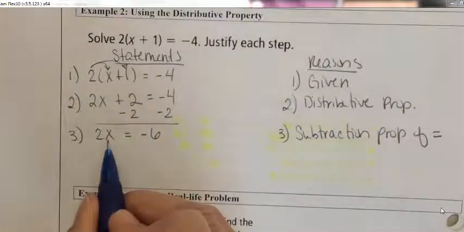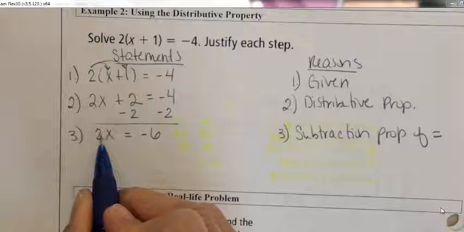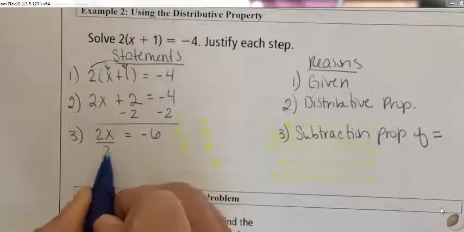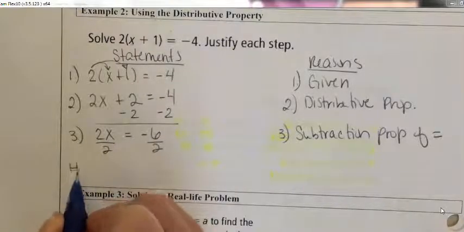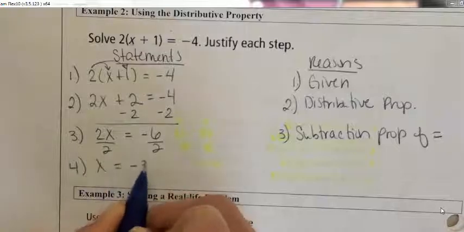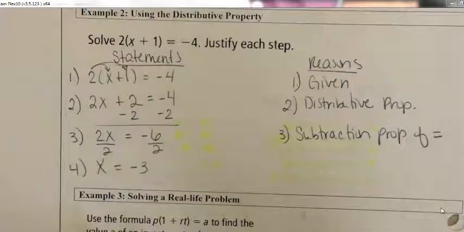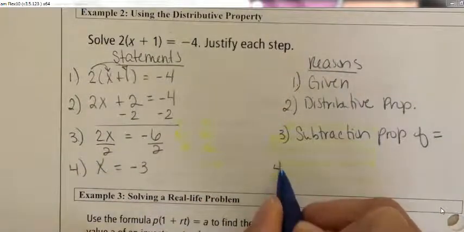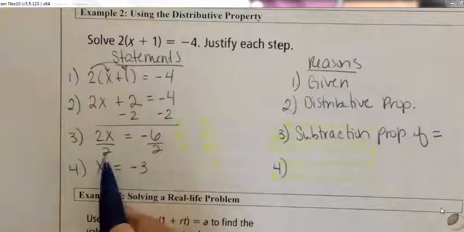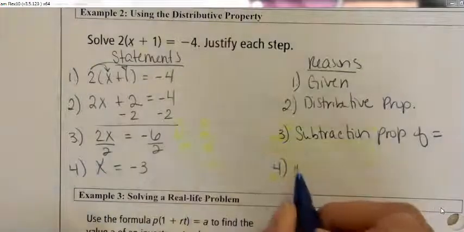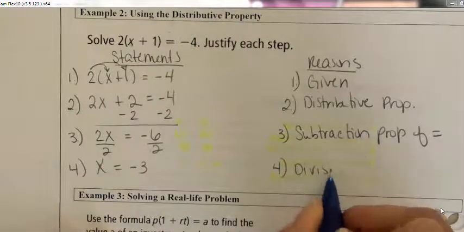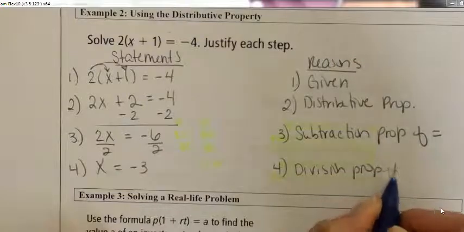The last thing I need to do to get x by itself is I need to undo this multiplication of 2. So I'm going to divide both sides by 2. So x equals negative 3. Okay, and what allowed me to do that? Well, again, I divided both sides by 2. So that is called the division property of equality.